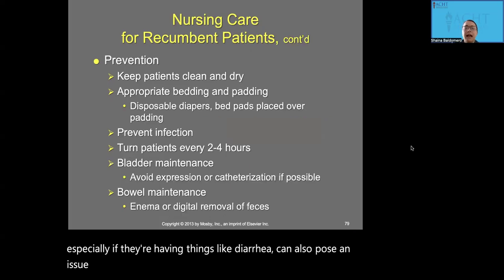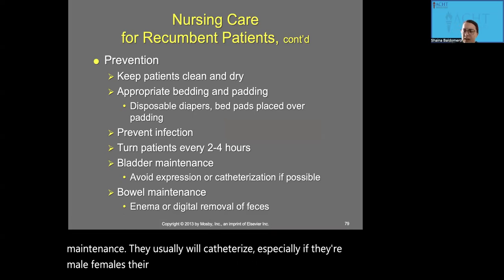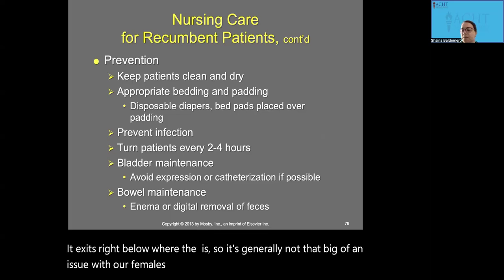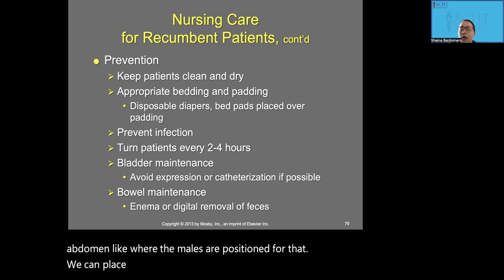Now, they can place urinary catheters for bladder maintenance. They usually will catheterize, especially if they're male. Females, their urethra, it exits right below where the anus is. So it's generally not that big of an issue with our females because, again, it's not all over their abdomen like where the males are positioned for that. So we can place a urinary catheter while they're in this recumbent position.